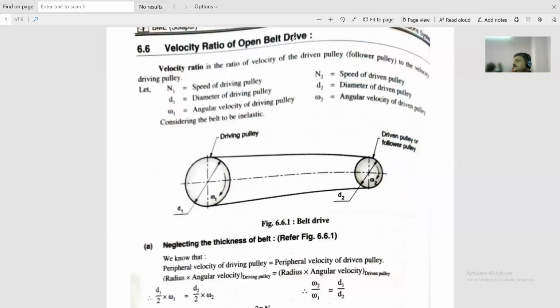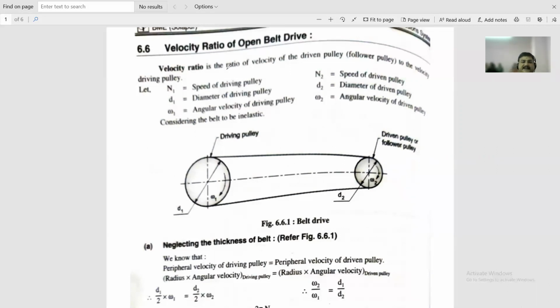Now we have seen the velocity ratio of gear drive yesterday. About the gear drive, we have seen the velocity ratio. Are you agree with me? So here, velocity ratio of belt drive we are going to see. Yesterday we saw it for gear, today we will see velocity ratio for belt drive.